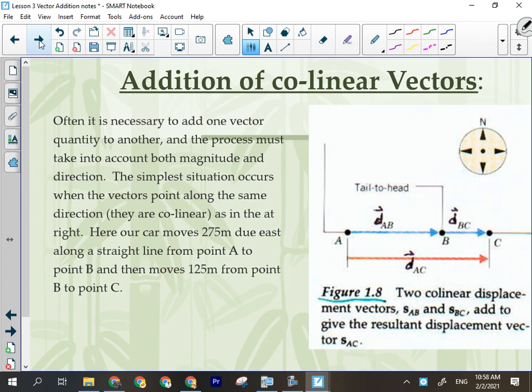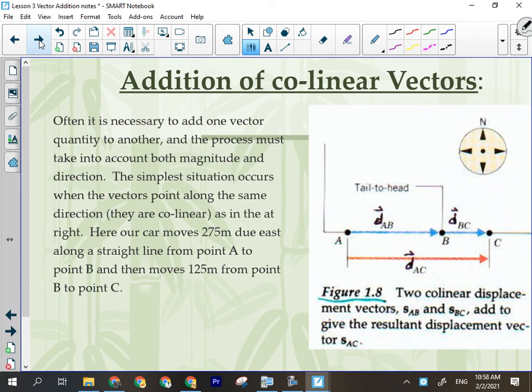Now, lots of times it's necessary to add one vector quantity to another. If they're collinear, you probably don't need to draw the vector diagram. I mean, realistically, why would you? You can add or subtract without a picture to help you. So I wouldn't expect that if someone said the car went 200 meters east and then went 100 meters east, you'd actually draw a vector diagram of that. You wouldn't need to. Obviously, it's only 300 meters.